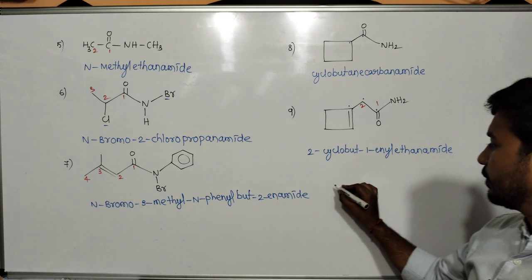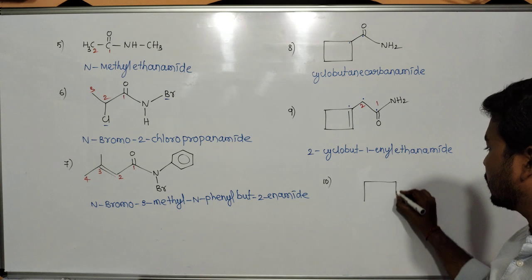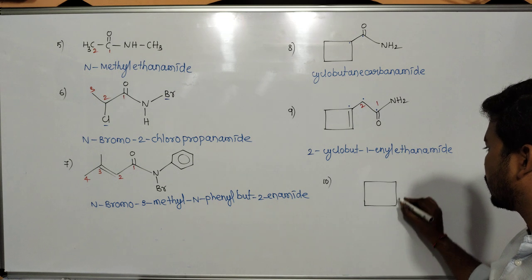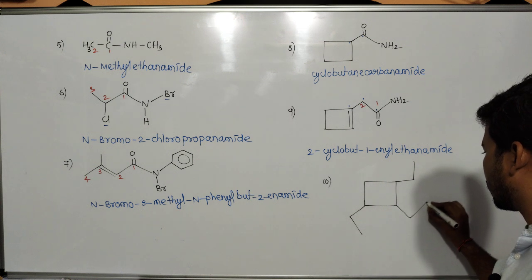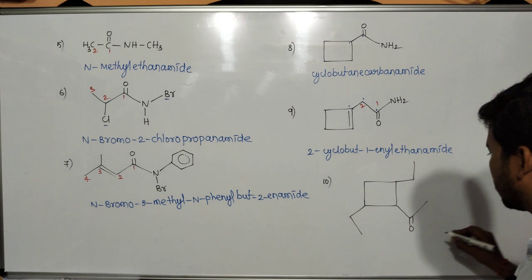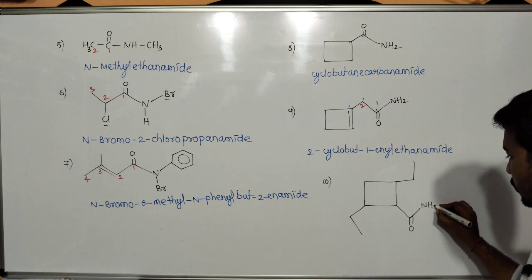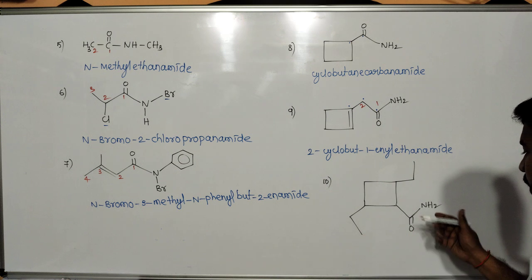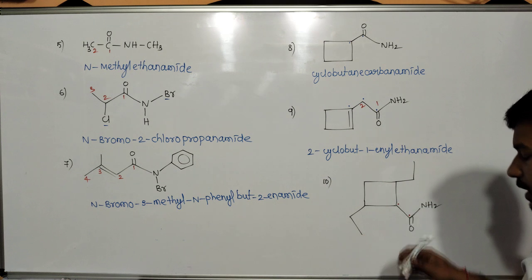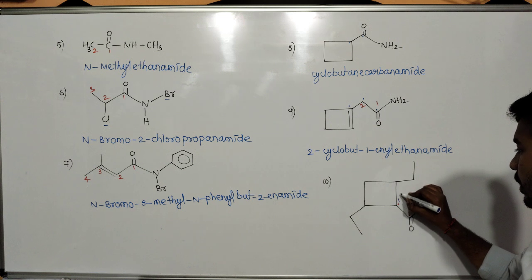Next, one more example I want to give, the last example. If the molecule is this one, what is the IUPAC name? See here, the functional group carbon is directly attached to the ring. Then write carbonamide. Next, numbering. This is 1, 2.